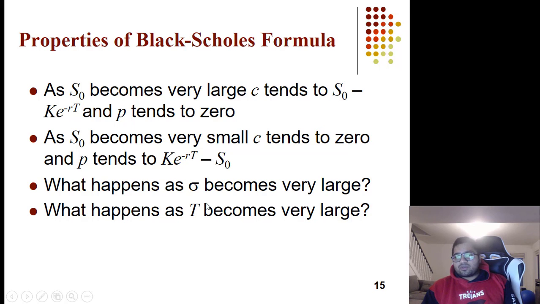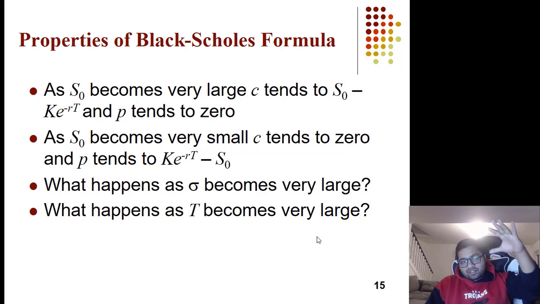As S0 becomes very small, C tends to 0 and P tends to K e to the power minus rT minus S0. So what happens when sigma becomes very large and T becomes very large? What they're discussing is, as the stock price goes up, the call option increases and the put option goes to 0. As the stock price goes down, the put option increases and the call option goes to 0. As volatility increases, both call and put increase. As time increases, both call and put increase.